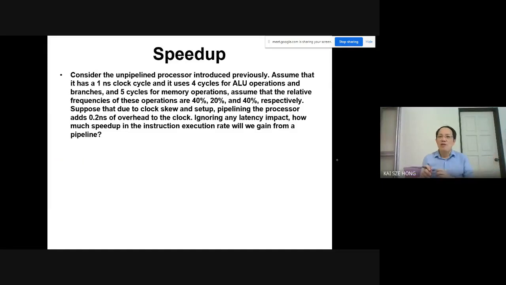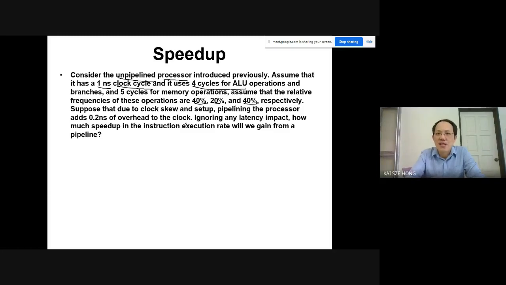Now I want you to do this exercise, the speed up. I want you to measure the speed up. Don't worry, after this exercise, I will give you some rest. Consider an unpipelined processor. Assume that it has a 1 nanosecond clock cycle, and you use 4 cycles for ALU operations and branches, and 5 cycles for memory operations. Assume the relative frequency of these operations is 40, 20, and 40: ALU, branch and memory.